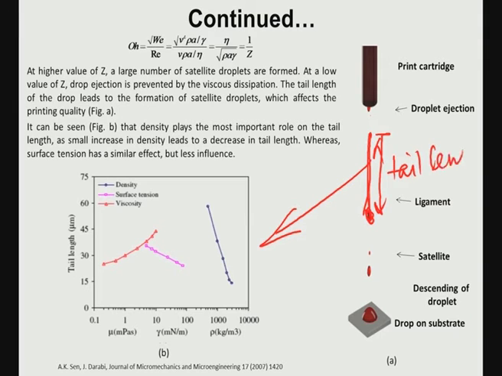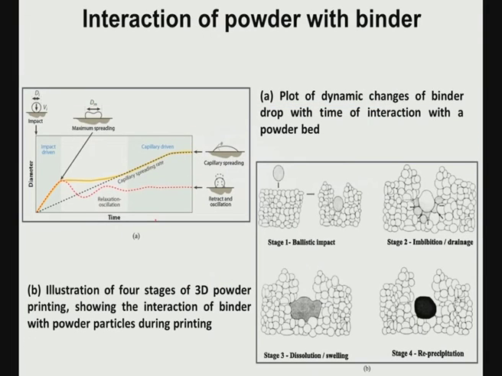This tail length depends on the surface tension forces as well as the viscosity of the material, and surface tension and viscosity have opposing trends. If you increase the surface tension, your tail length decreases. If you increase the viscosity, your tail length increases. So, what it means is that you need to have a balance between these two competing terms, surface tension and viscosity, and that leads to a very printable binder formulation.